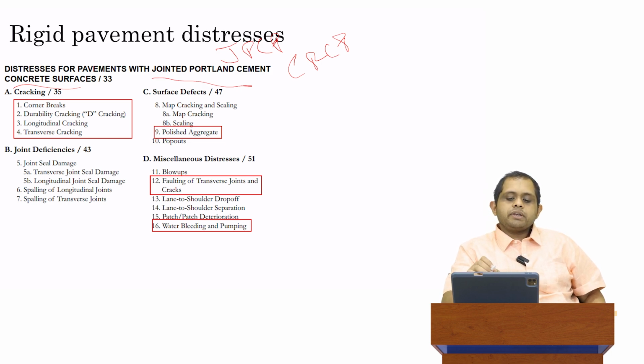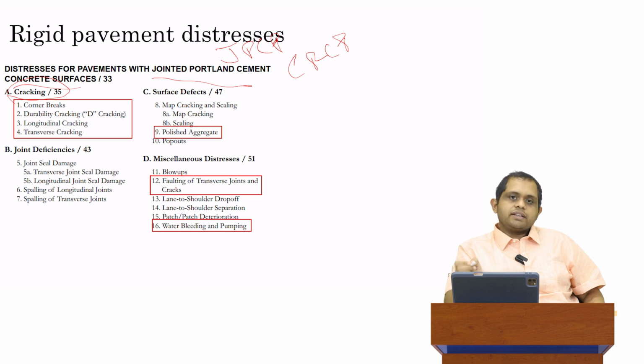Now, within JPCP, there are broadly 4 types of distresses that they're concerned with. The first one here, which is marked A over here, is cracking. And I think all of you who've seen a rigid pavement and you've seen some cracks on the roads, you can identify that cracking is a pretty important type of distress. But actually, there are different types of cracking. There's not just one type of cracking, there are multiple types of cracking in rigid pavements.